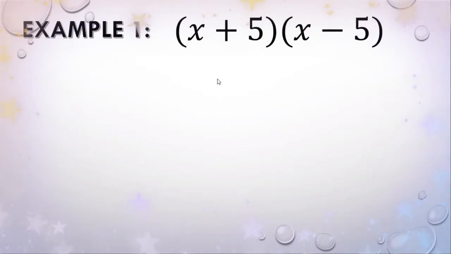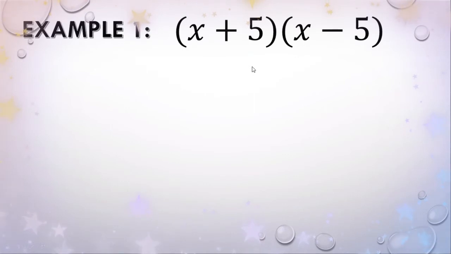For you to fully understand this lesson, let's have an example. Example number 1. x plus 5 times x minus 5. The very first thing that you're going to do, you're going to examine the given. Do they have the same first terms? Yes. Do they have the same last terms? Absolutely yes. Are their operations opposite? Yes, because the first factor is addition and the other one is subtraction. Meaning, this problem is sum and difference of two terms.